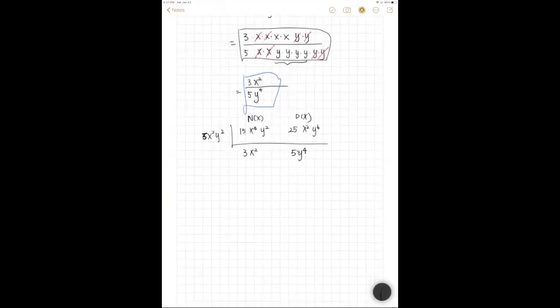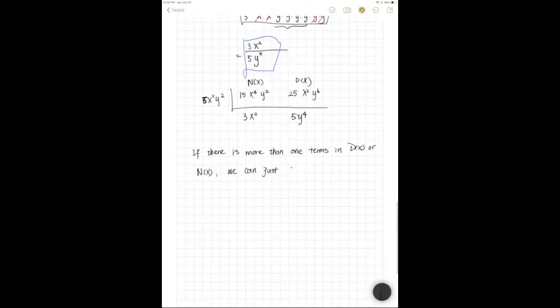So what if there is more than one term in the denominator or the numerator? You can just factor them first or divide out the common factor.